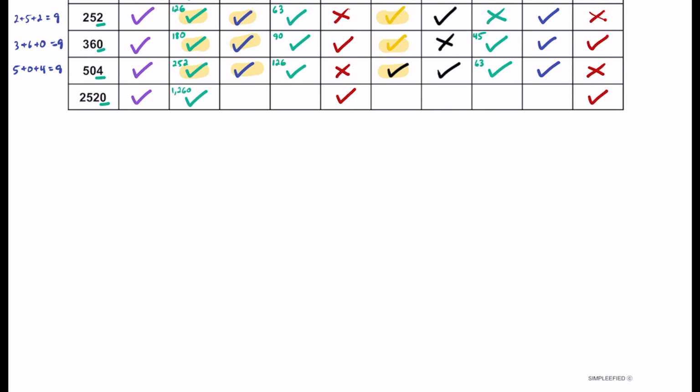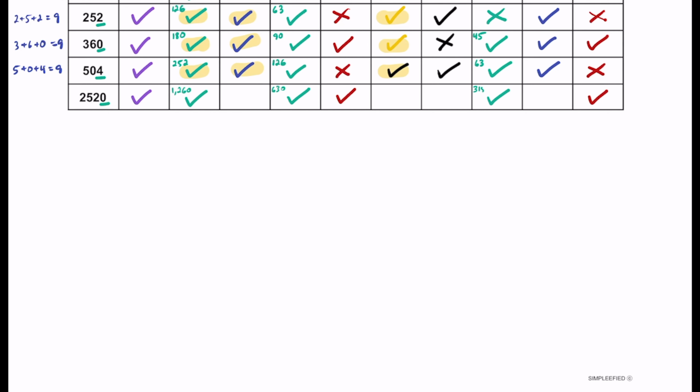Since it's still an even number, ending in 0, you can divide it by 4. Half of 1,200 is 600, and half of 60 is 30. So if we take half of that, that's going to be 630. It still ends in a 0, so you can divide it by 2 again. So half of 600 is 300, half of 30 is 15. 300 plus 15 is going to be 315.